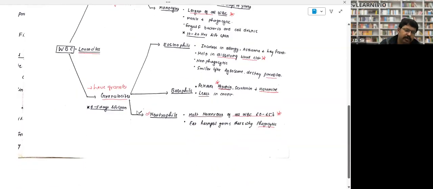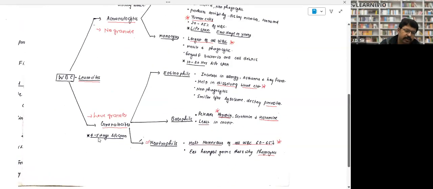Let's talk about the granulocytes. Granulocytes are of three types. Normally they have granules, and their lifespan is 4 to 5 days. They're of three types: eosinophil, basophil, and neutrophil.